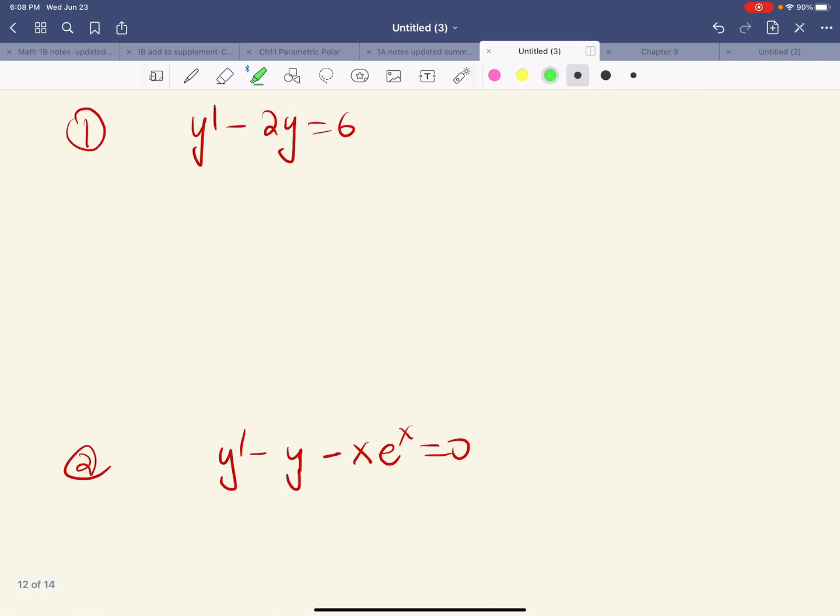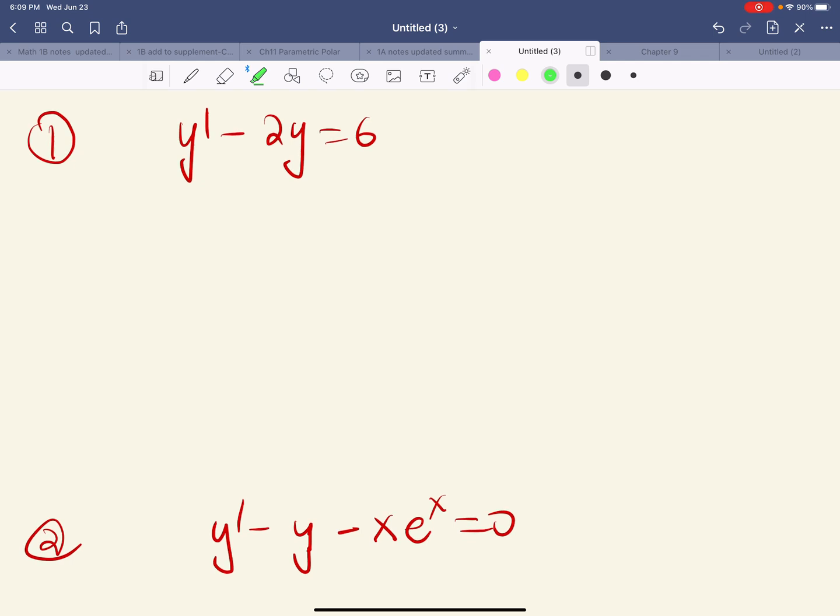Here's the first example. y prime minus 2y is equal to 6. So let's first check. Is it of the form y prime plus p of x times y is equal to q of x? Yes, it is in that form. It is a first order linear differential equation.